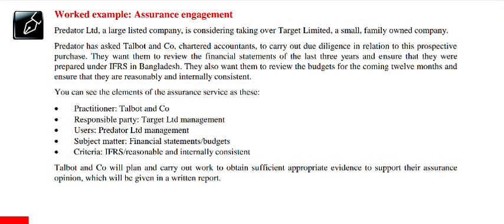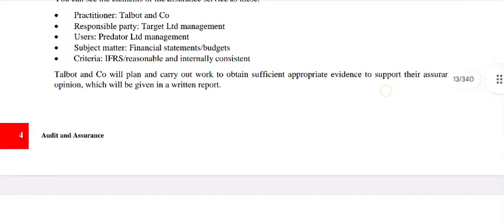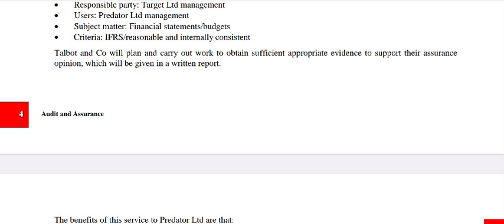You can see the elements of the assurance service as this: practitioner, Talbot and Co. Responsible party, Target Limited management. Users, Predator Limited management. Subject matter, financial statements or budgets. Criteria, IFRS or reasonable and internally consistent. Talbot and Co. will plan and carry out work to obtain sufficient appropriate evidence to support their assurance opinion, which will be given in a written report.